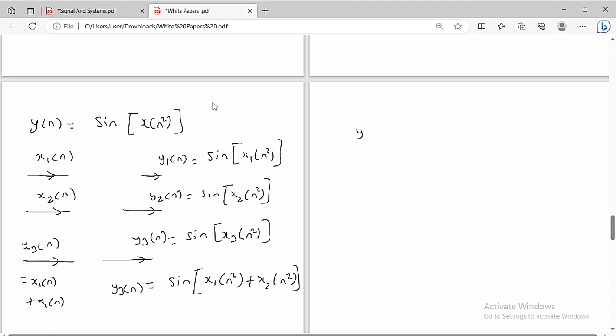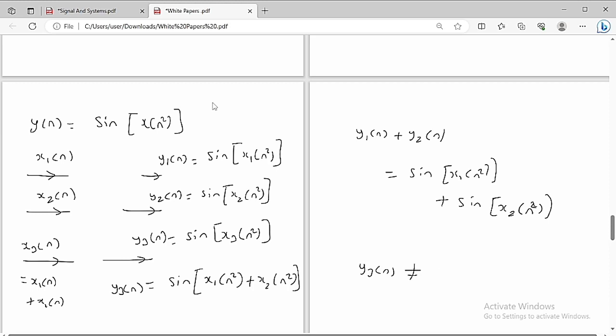And what is y1 of n plus y2 of n? y1 of n plus y2 of n is nothing but sine of x1 of n square plus sine of x2 of n square. You can't get this from y3 of n, so y3 of n is not equal to y1 of n plus y2 of n. Then we can say it is a non-linear system.